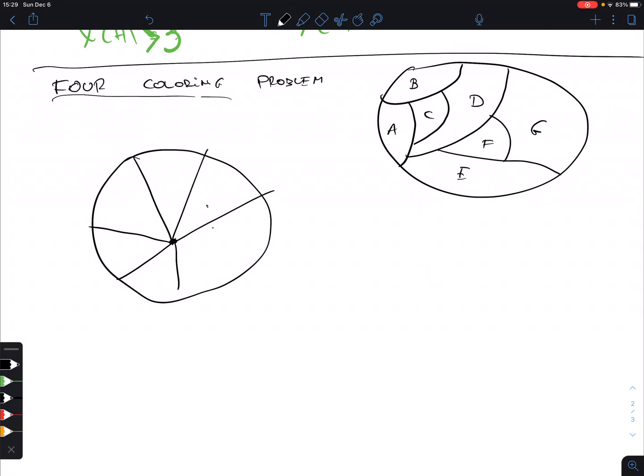So these 2 regions are separated by this border. But I'm not considering these 2 regions to be separated, because that's not a border, that's just a point. So in this coloring problem, how can you color this?